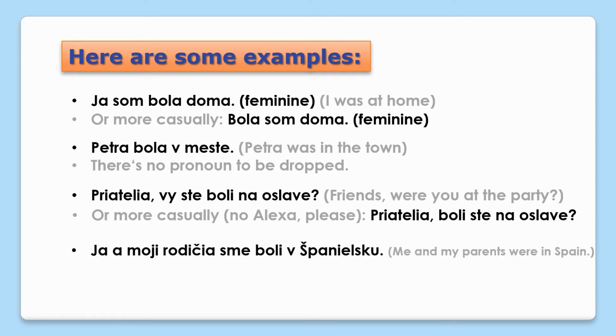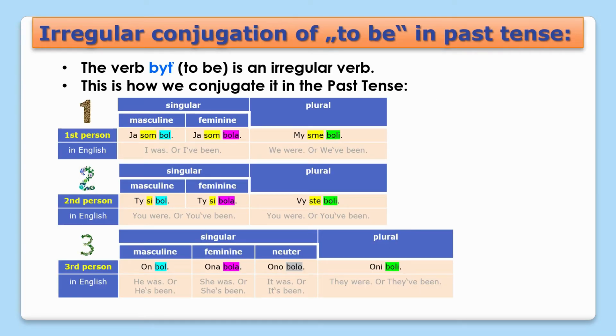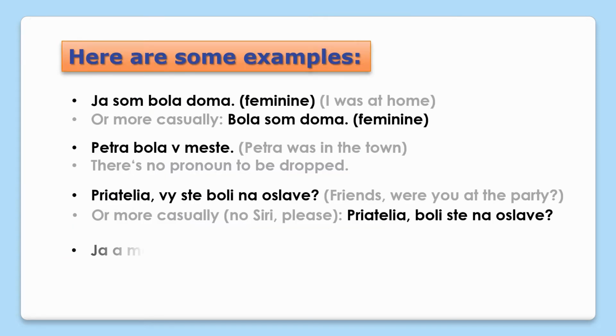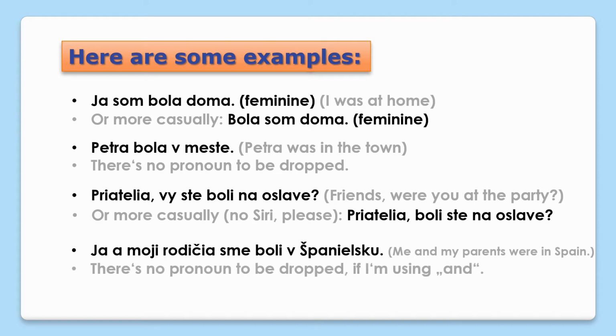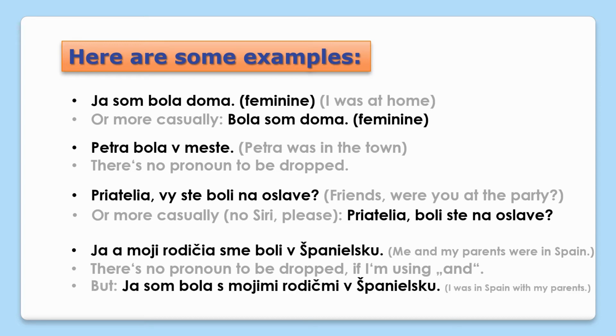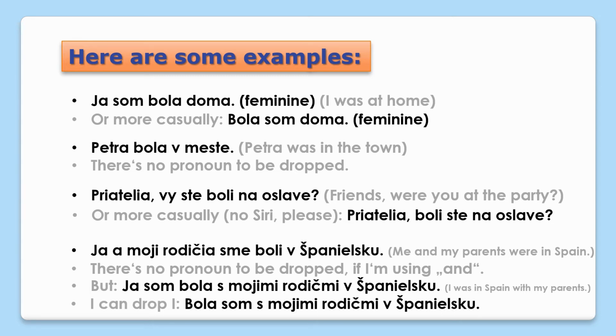Ja a moji rodičia sme boli v Španielsku. It's the first person plural. There's no pronoun to be dropped because I'm using and, me and my parents. But I can use another form of the same sentence. For example, ja som bola s mojimi rodičmi v Španielsku. I was in Spain with my parents. Therefore, I can drop the I. Bola som s mojimi rodičmi v Španielsku.